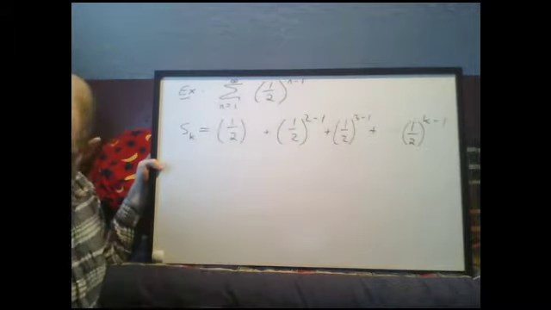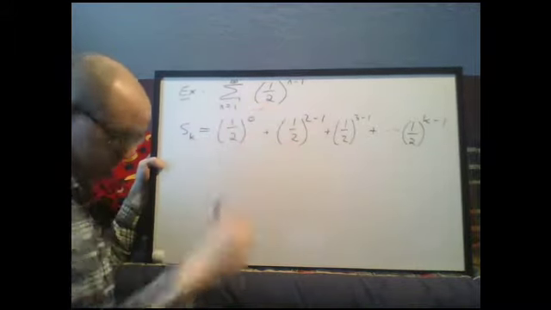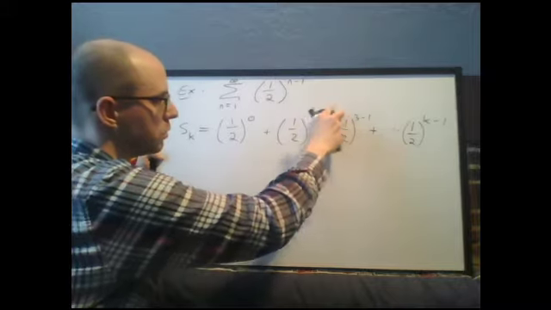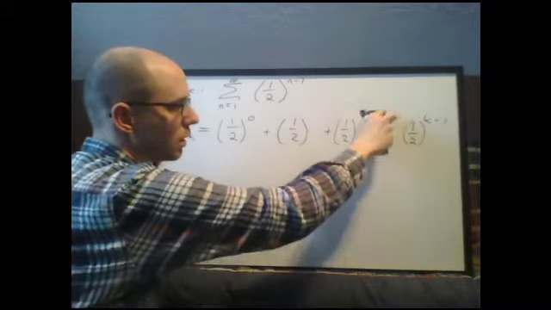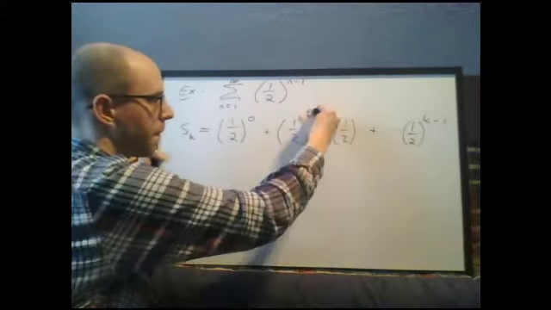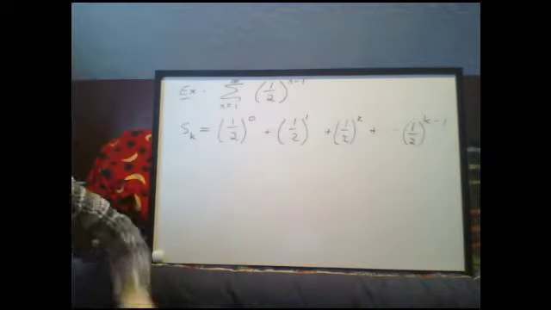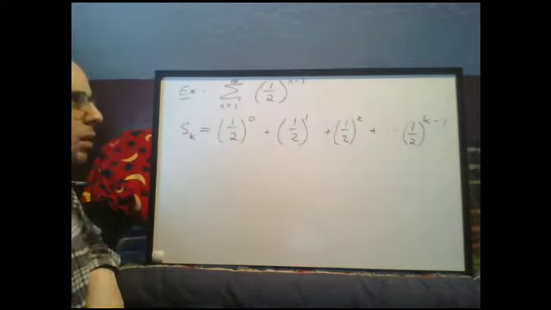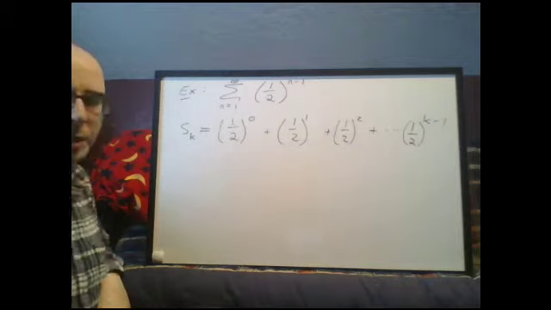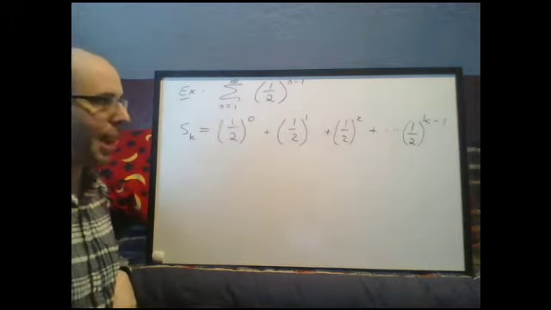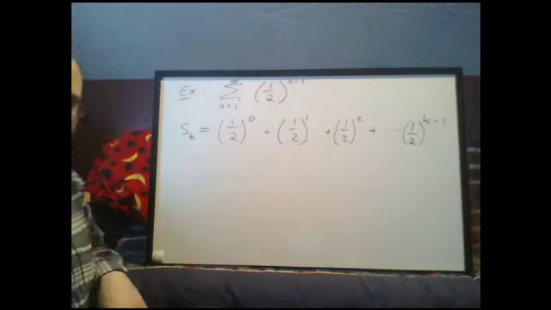We'll have 0, 1, 2, 3, or 1, 2, k minus 1, I have to leave like that. Okay, I don't want to simplify my terms though. I'm trying to figure out a pattern so I can figure out a formula for S_k.